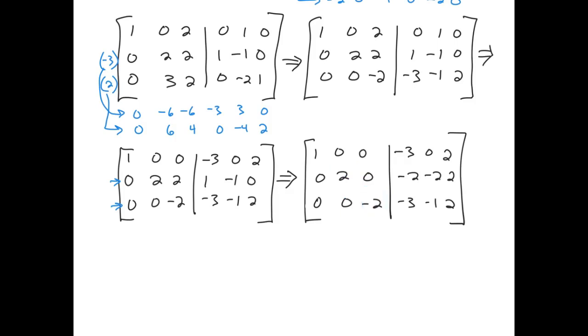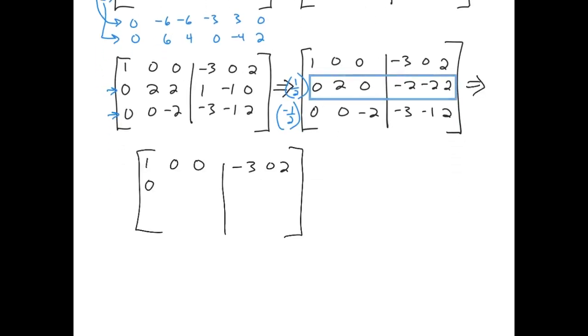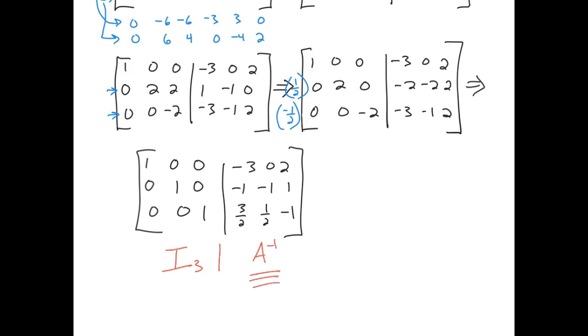Now it looks like I'm pretty much done, except I have a +2 here and a -2 here, and I need them to be 1s. So I can take care of those by doing some multiplication. I can multiply this row by 1/2, and this row by -1/2. As I multiply those through, I get 0, 1, 0, -1, -1, 1. And for the last row, I get 0, 0, 1, 3/2, 1/2, -1. And because this is now my identity matrix, that means that this is the inverse matrix of A.